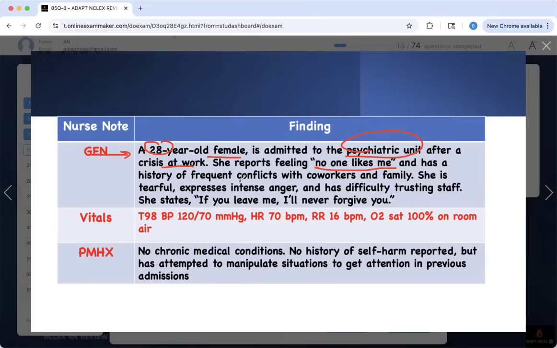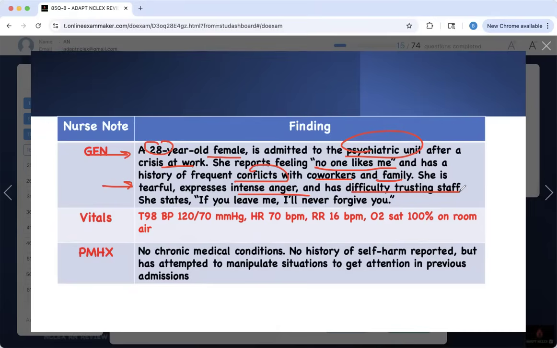And a history of conflict with co-workers and family, always fighting with people. She's tearful. She said nobody likes her, but she's tearful, expresses intense anger. Ooh, and difficulty trusting anybody. You see what is going on? She doesn't trust anybody. She expresses anger. Those are all buzzwords. You got to circle them because you need them to answer the question. Does that give you a clue? Nobody likes me, always fighting with everybody.